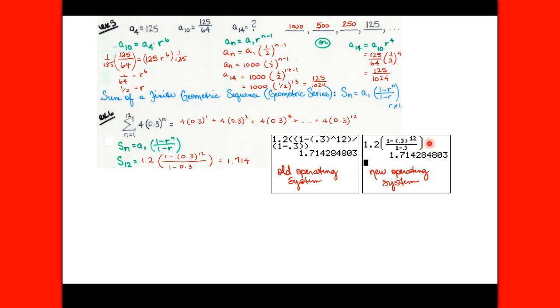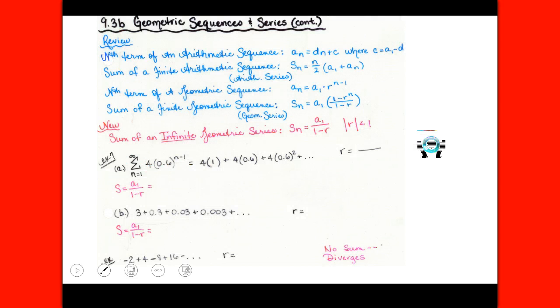All right. So that was the sum of a finite geometric sequence. We also have the sum of an infinite geometric sequence. Now, at this stage, you have all these formulas spinning around in your head. So I tried to sum them up for you here on the top of the page for section 9.3b.